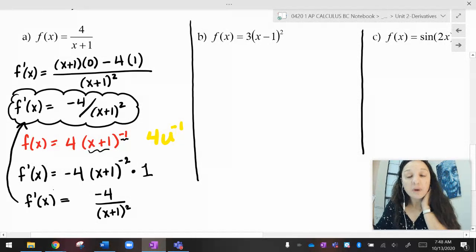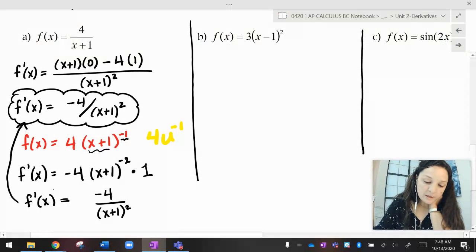All right, let's look at part B here. Same idea, different exponent. Let me change colors here so they don't overlap.